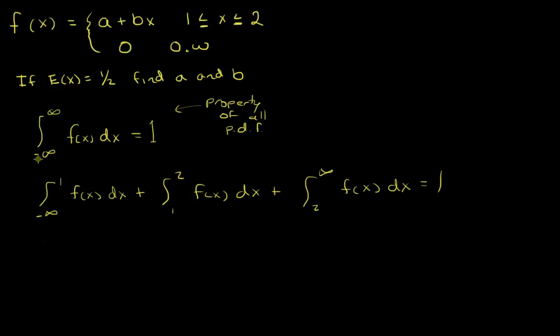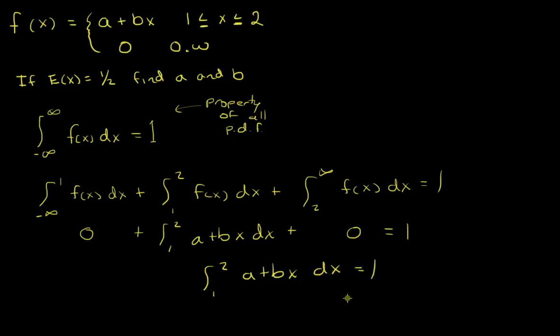So this down here from negative infinity until 1 is 0. This right here, this is a plus bx dx. This right here is also 0. When you integrate 0, you get 0. So really, it's just this: the integral from 1 to 2 of a plus bx dx equals 1. All right, so this is my first equation.